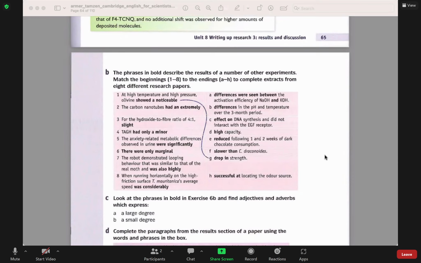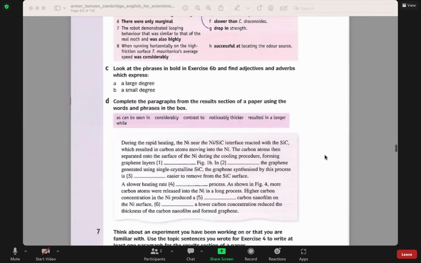And about minimal changes, not so big, or results that are not so great, how can they be expressed? And margin, right? Perfect. Okay. The next is part D. The paragraph with the results section of a paper, and phrases and words in the box, which should be divided.